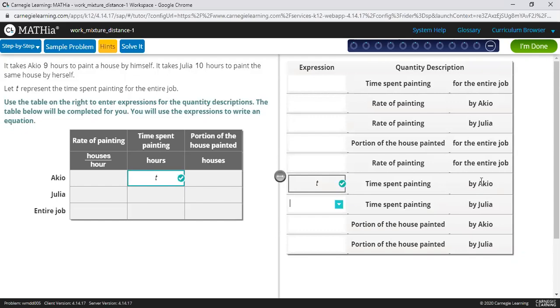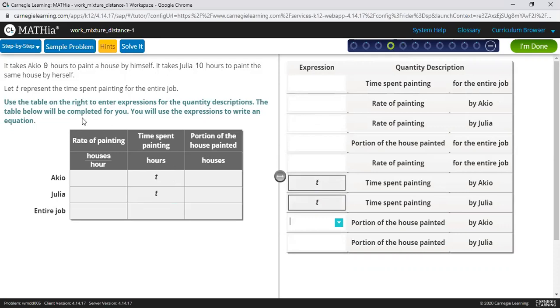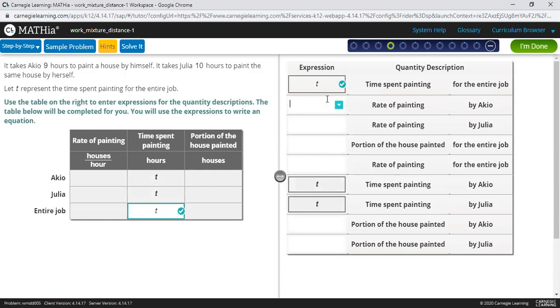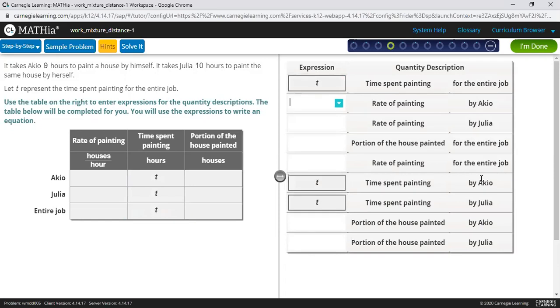And it doesn't matter if it's Akio or Julia doing it. They're both going to spend T hours. And you can see as you fill in the table on the right, the table on the left is going to get filled in for you as they tell you here. All right, so for the entire job, that T represents the amount of hours for the entire job by Akio and by Julia.